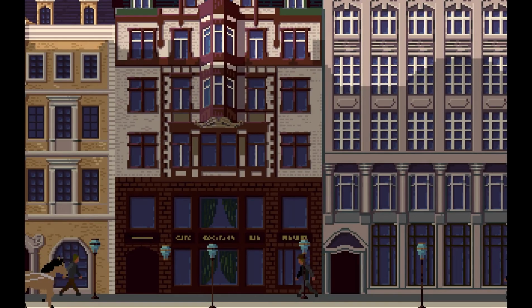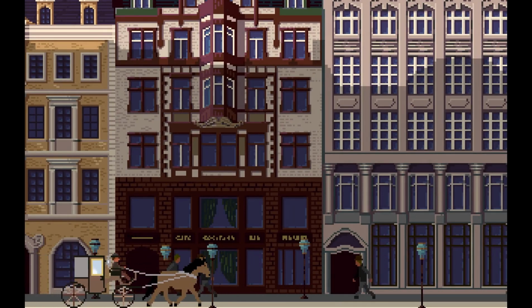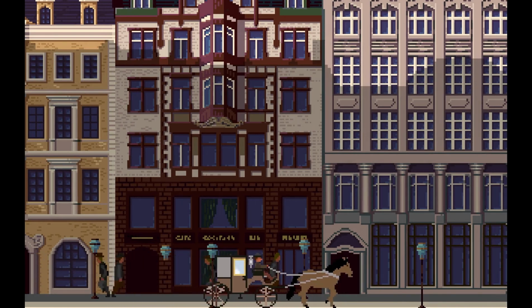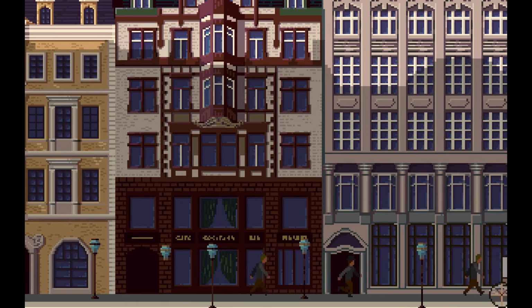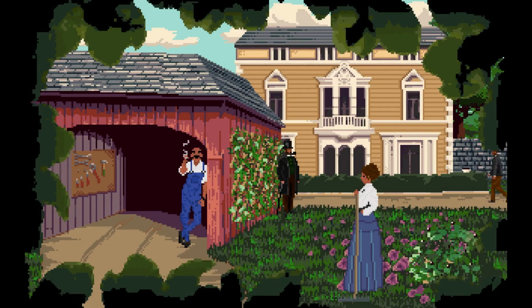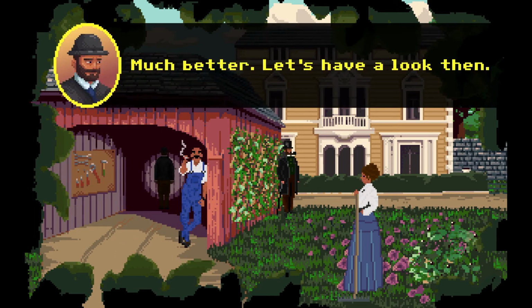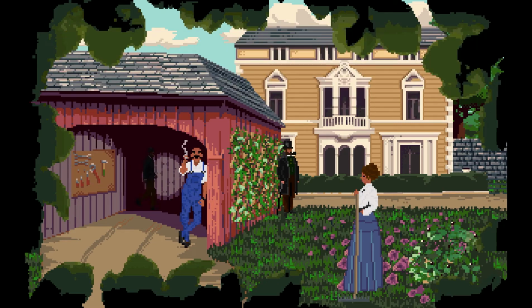And reveal the secrets of the shady garage. It could be something, like, completely innocent. I'm desperate to find out. Let's do it. Hmm. Much better? Let's have a look then. Doesn't look that good.